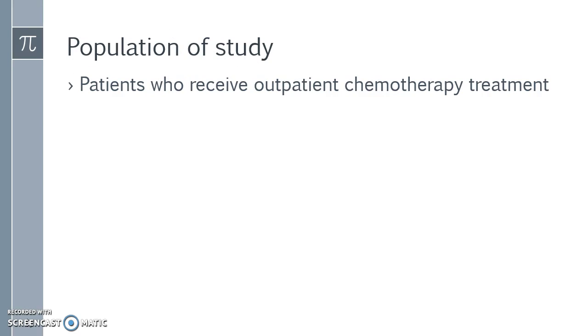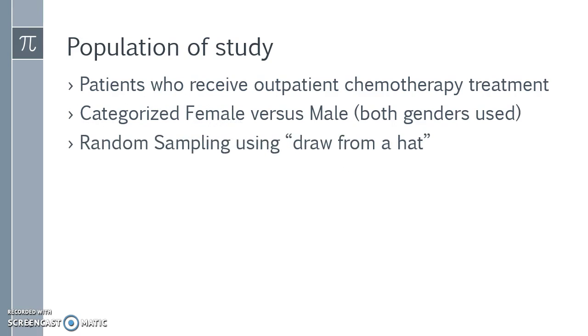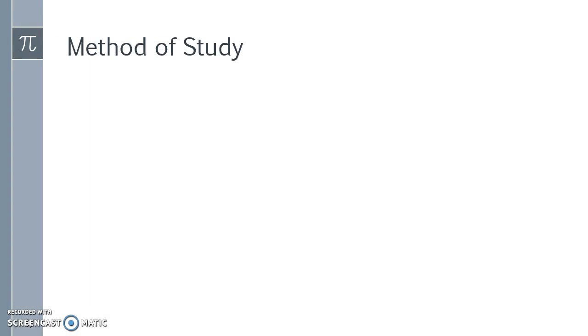The population study. My population was patients who receive outpatient chemotherapy treatment. It's categorized between female versus male, using both genders in the study. I did random sampling using the draw from a hat. There were 30 females and 30 males.